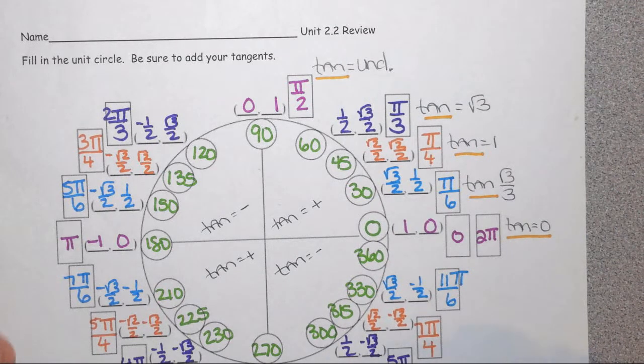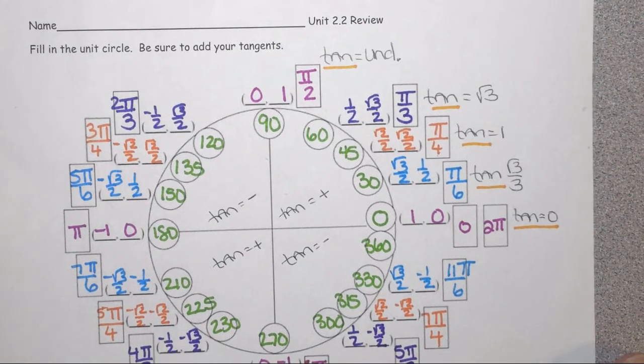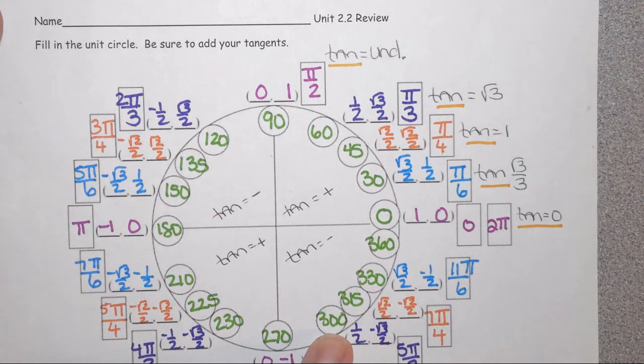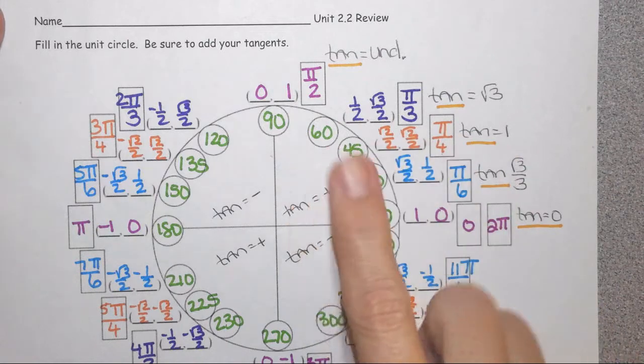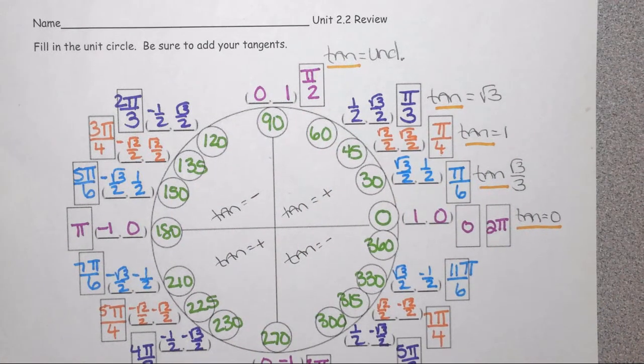Alright, tomorrow when you walk in for the test, you're going to get a small piece of paper very similar to the one you got today in class. You're going to fill out your unit circle as best you can, and you're going to hopefully write your tangents on it, and you're going to go ahead and write your positive tangents and your negative tangents.